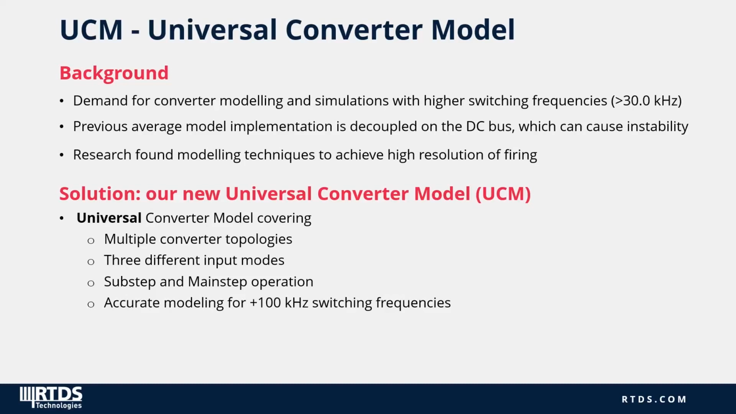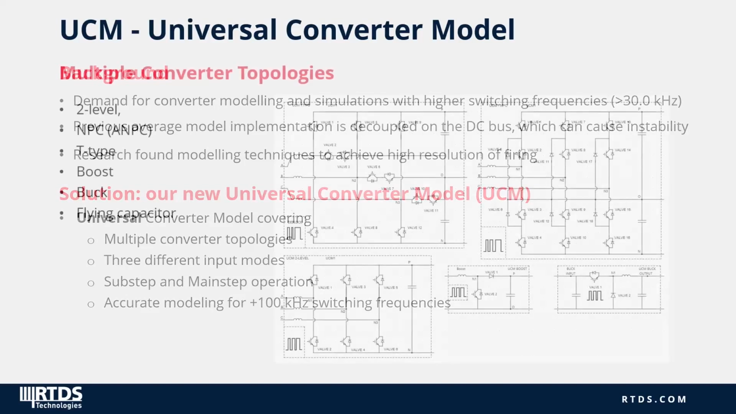The UCM model was developed due to demands to represent high-frequency switching of power electronic converters in excess of 100 kHz. The model is aptly named the Universal Converter Model because it can represent multiple converter topologies, it has 3 different input modes, it can be used for software in the loop as well as hardware in the loop simulations, and it can operate both in the sub-step and main step environments.